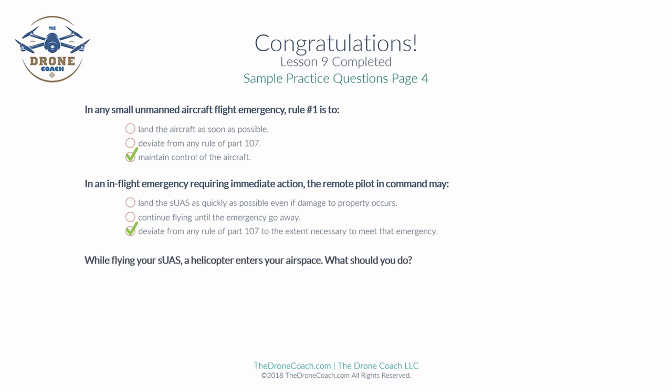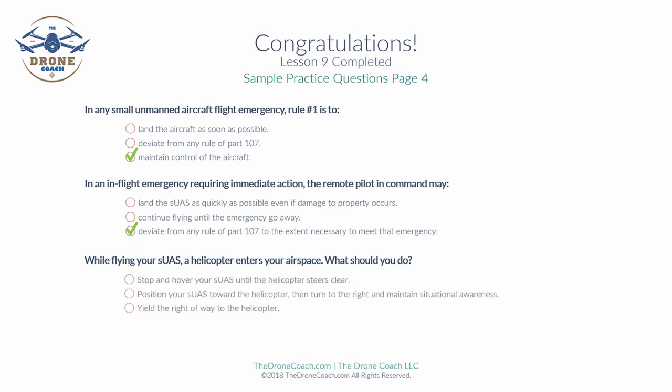And lastly, while flying your sUAS, a helicopter enters your airspace. What should you do? Stop and hover. That's the deer in headlights response. You want to yield the right of way to the helicopter.